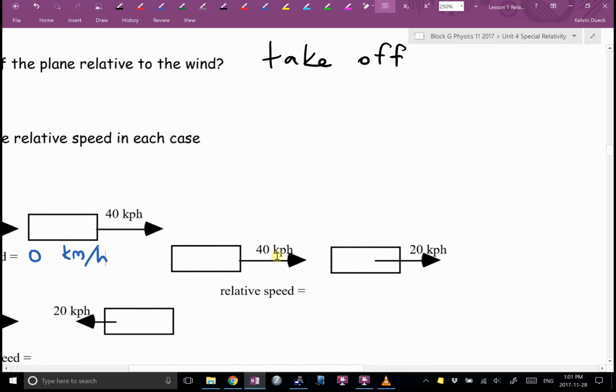What about this one here, where they're both going in the same direction? What's their relative speed? You're right, 20. One would consider it negative, one would consider it positive. It depends on which one we're looking at. I don't care, I just know the difference is 20.